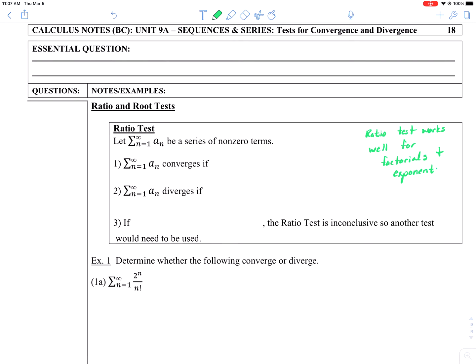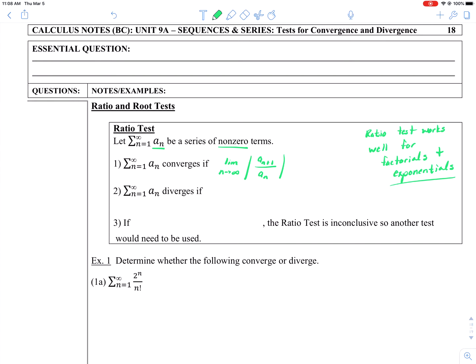It also works all the time, which is nice. It's not one of the things that has to fit a certain thing. Now, we may have an inconclusive situation, but it does work whenever we abide by the rules that are given. So here's the deal. Obviously, we have to be dealing with non-zero terms, and then we're going to have two situations. We're going to take the limit as n approaches infinity, which we've done before, but now we're going to compare the next term to the previous term. So we're going to do a sub n plus 1 compared to a sub n.